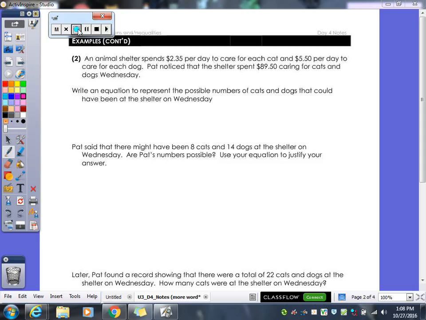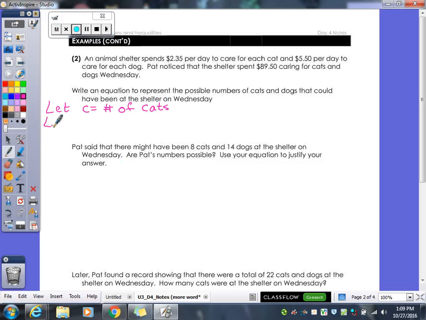So we have an animal shelter spends $2.35 per day to care for each cat and $5.50 per day to care for each dog. Pat noticed that the shelter spent $89.50 caring for cats and dogs on Wednesday. So write an equation to represent the possible numbers of cats and dogs that could have been at the shelter on Wednesday. All right, what's the first thing we need here? Let statements. Let c equal number of cats. We know how much it cost for cats. We don't know how many cats they had.